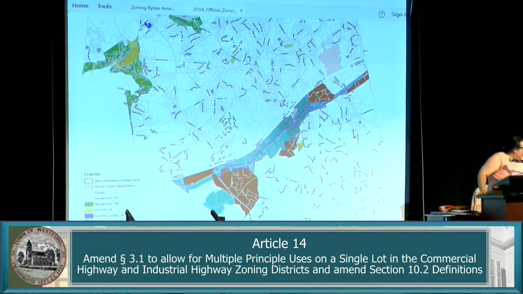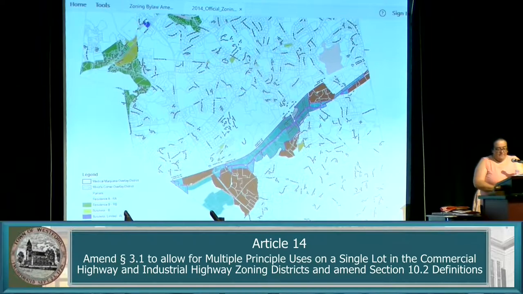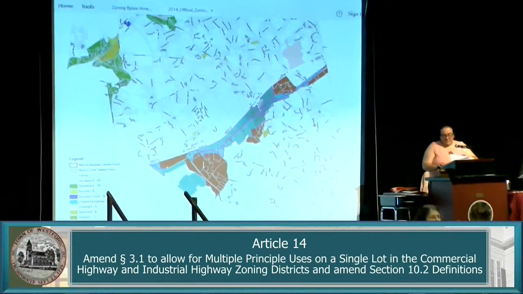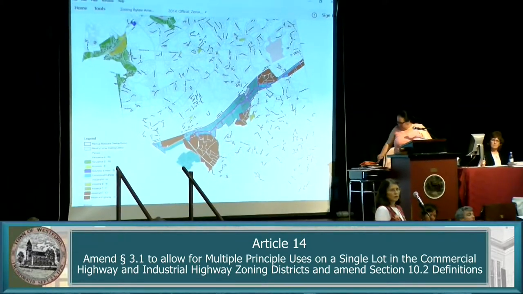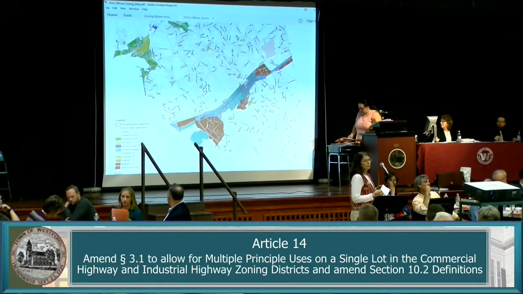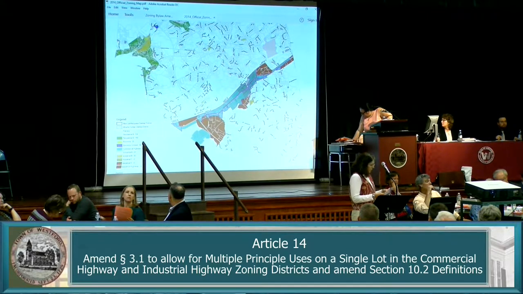There. It's working. That color there is commercial highway. The red color is industrial highway. This is the only part of town that has those two zoning districts. So this is the only part of town where this bylaw would apply. It does not apply to industrial A, B, C, and D, which are located in other parts of the town, such as Groton Road. So it does not apply to residential. It does not apply to business zones.